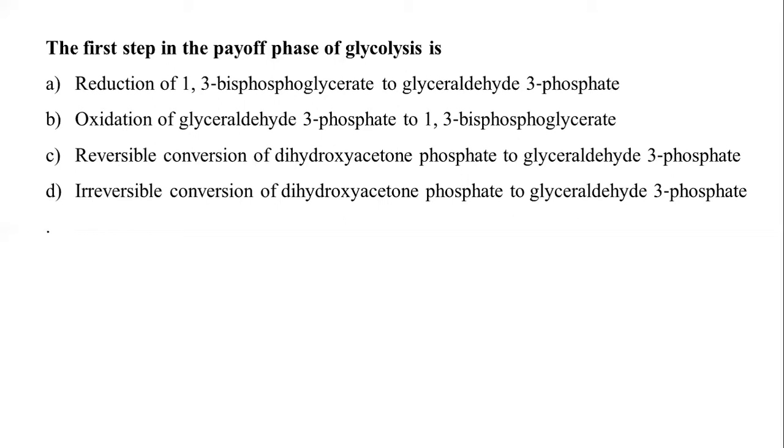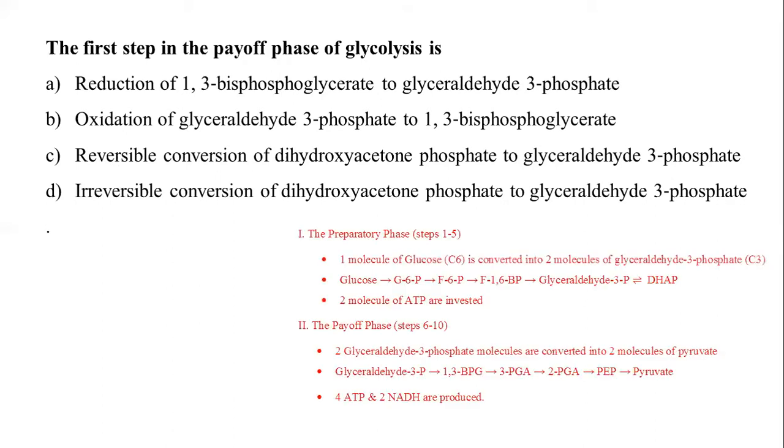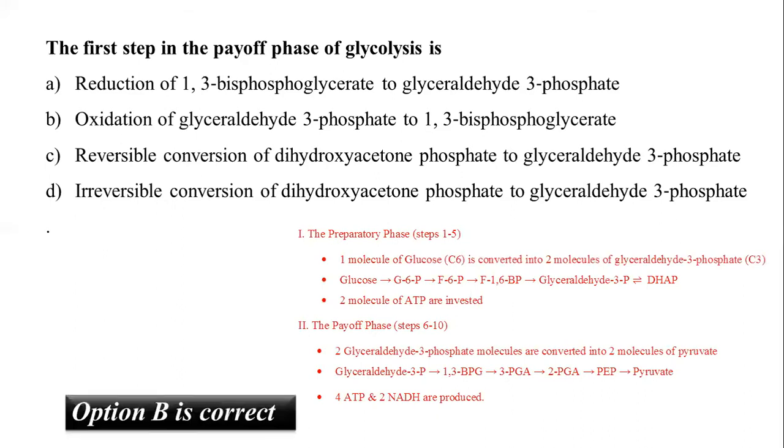In the next question, the first step in the payoff phase of glycolysis is. The breakdown of glucose, which is a 6-carbon molecule, into 2 molecules of pyruvate, which is 3-carbon, occurs in 10 steps of glycolysis, which can be further divided into 2 phases. The first is the preparatory phase, which comprises steps 1 to 5, and the payoff phase comprises steps 6 to 10. Here, the first step of the payoff phase is the oxidation of glyceraldehyde 3-phosphate into 1,3-bisphosphoglycerate. So the correct answer for this question would be option B.